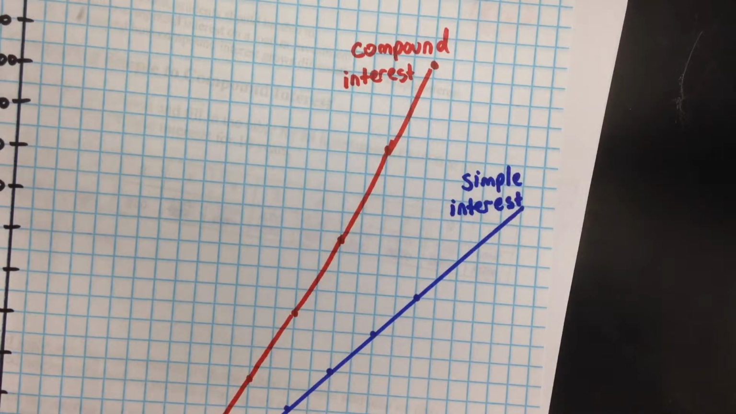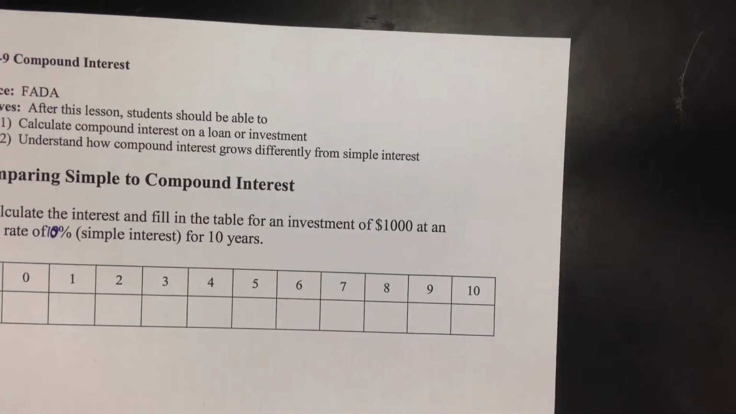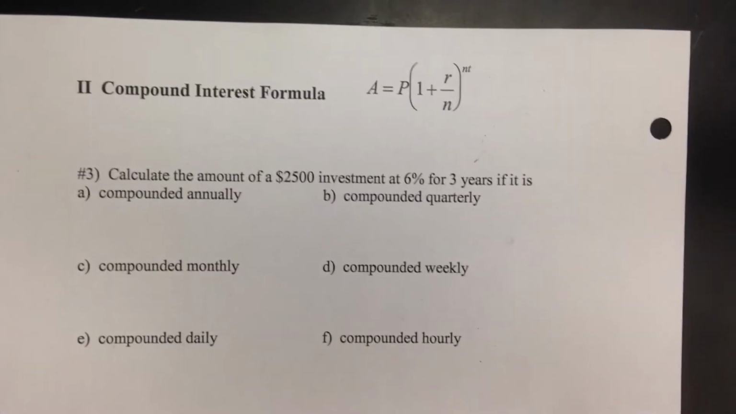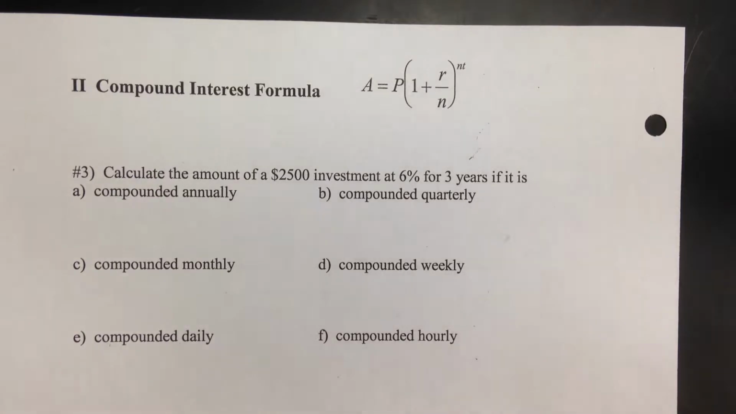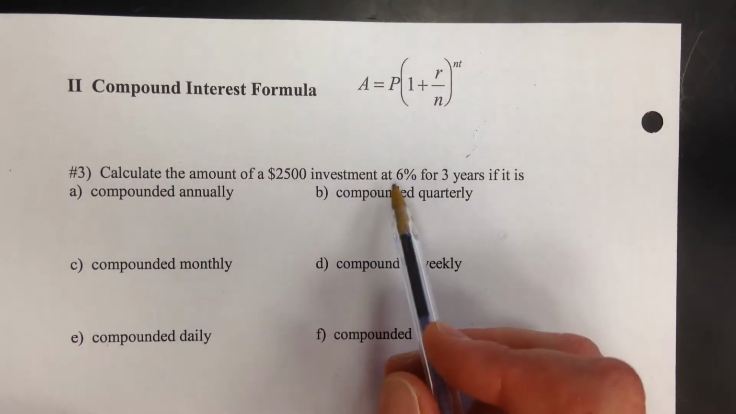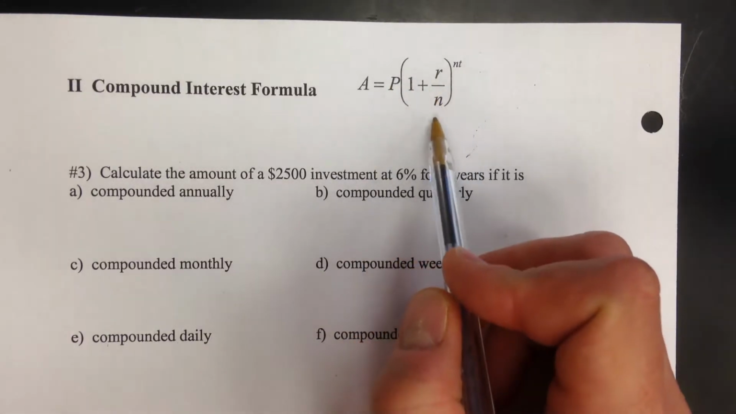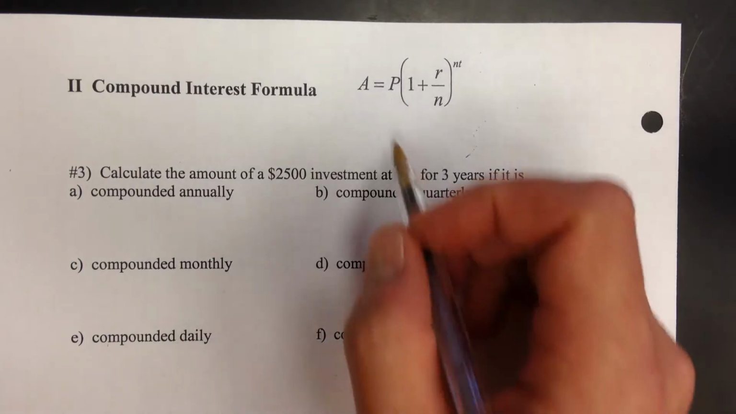So now we're going to do the back of the notes. So we're going to flip this over. And now we're going to look at how you actually calculate this with a formula. So the compound interest formula. Now you see there are a lot of variables here. It's a lot going on. So let's explain what these mean.